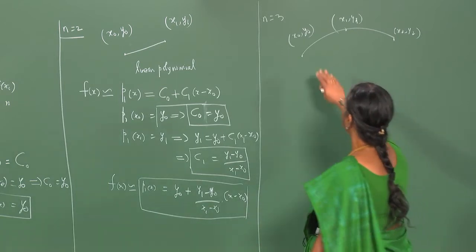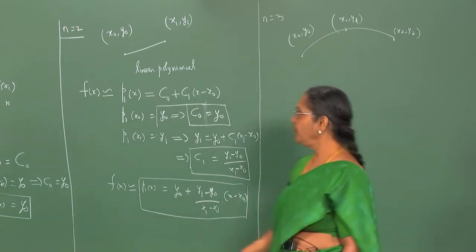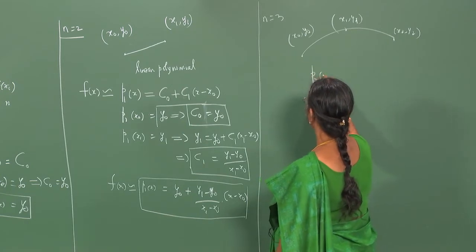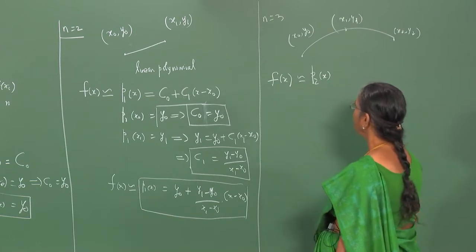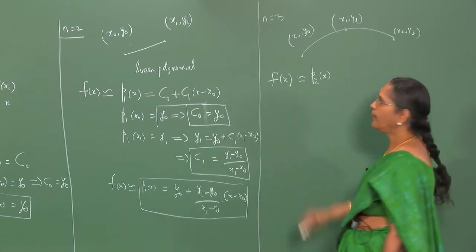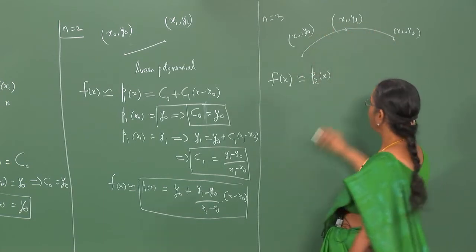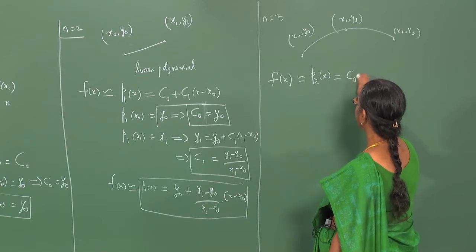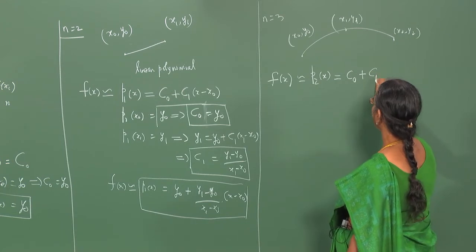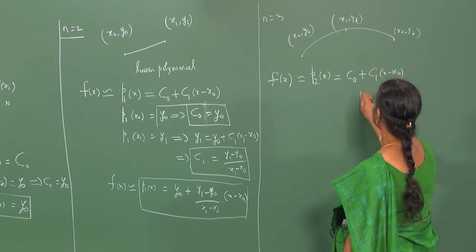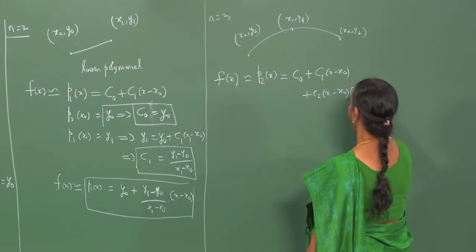So, that the equation of this curve is going to be a second degree polynomial. Let us denote it by p2 of x. So, that f of x is approximated by p2 of x, which is a second degree polynomial or a parabola passing through these 3 points. So, what is its equation? I can take the equation of the parabola to be c naught plus c1 into x minus x naught plus c2 into x minus x naught into x minus x1.